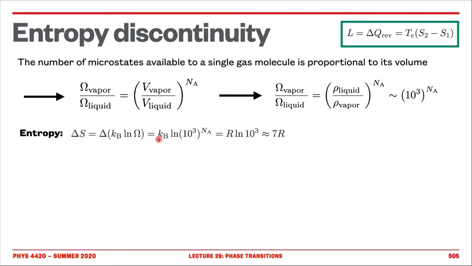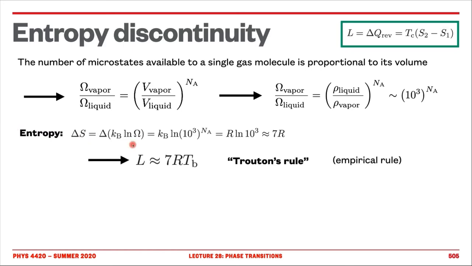So we can calculate that change in entropy, taking advantage of the properties of the logarithm. The difference in logarithms is the logarithm of the quotient, the ratio between the two. And so for a mole of molecules of gas, we find that this change of entropy is about 7 R, R being the gas constant. This is nice because if I go back now to the definition of the latent heat, I find that the latent heat is equal to 7 R T_B, right? I just calculated delta S.